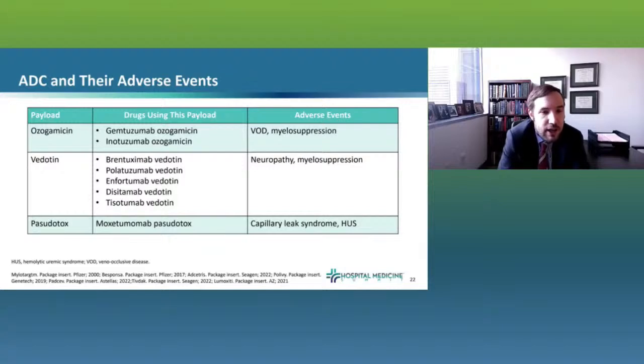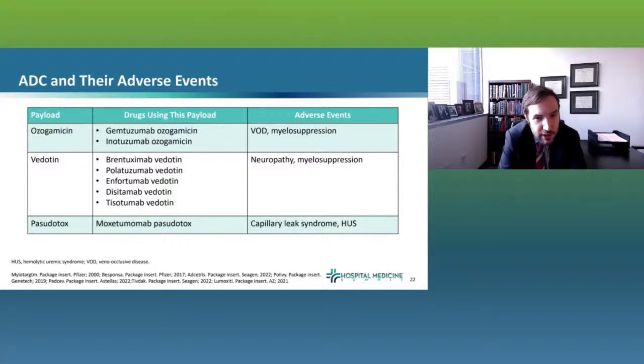Vedotin is the payload attached to a host of things here: brentuximab, polatuzumab, enfortumab. Most commonly brentuximab in the hematology world, with a drug called Adcetris, brentuximab vedotin. It causes neuropathy. Tons of patients get neuropathy from this. Almost everybody gets some degree of neuropathy from that. And of course, myelosuppression. Again, I don't think it's necessary for hospitalists to know the specific side effect profiles of these different antibody drug conjugates, but it is important to know that they can cause problems and they can cause a variety of different problems.